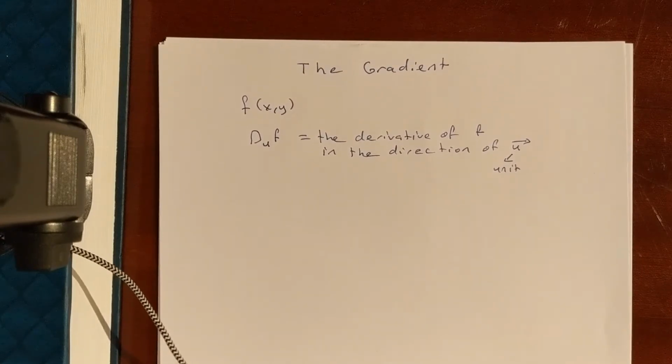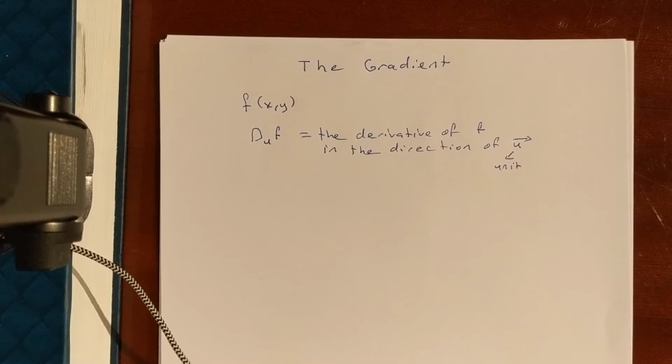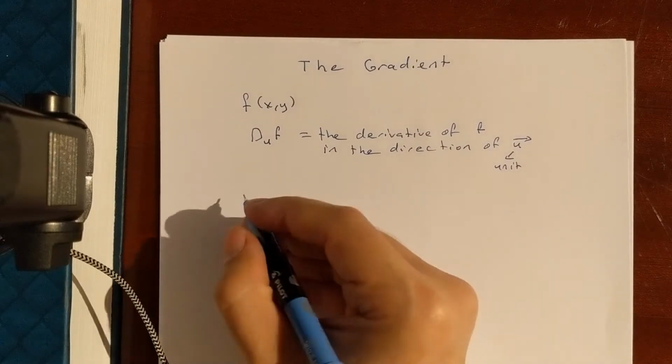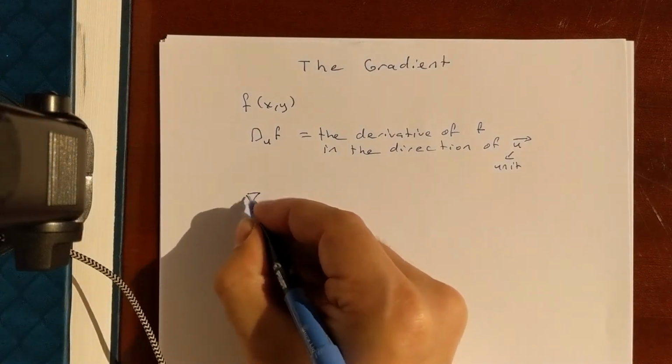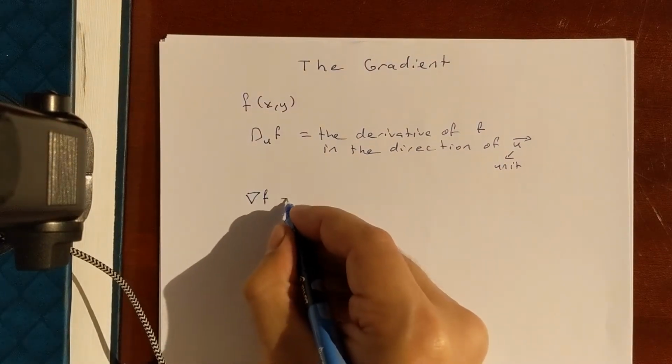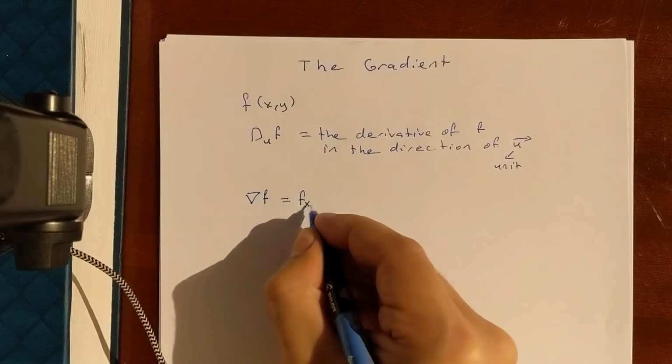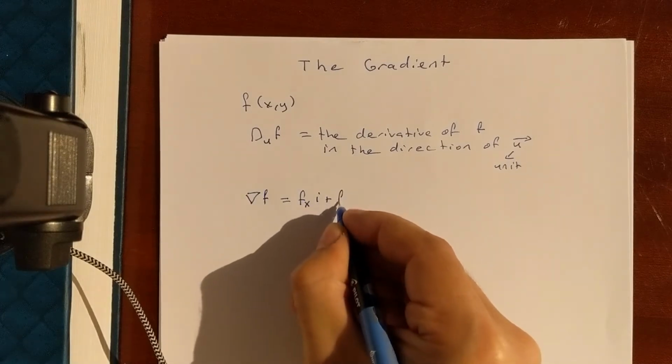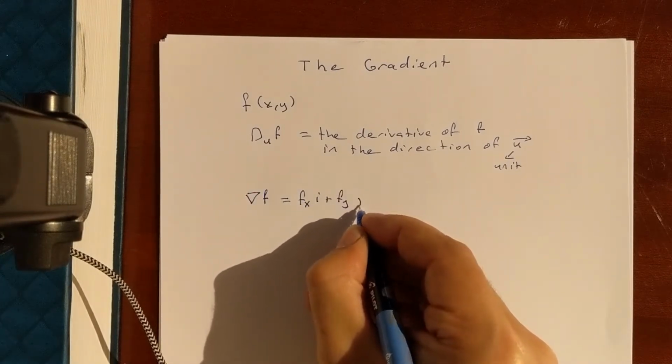And there was the limit definition, just like normal derivatives from Calc 1, which took a long time, but then we realized something. We had to make a definition, and we made the definition that the gradient of f, we started doing this vector function. The gradient of f was what? It was f sub x i plus f sub y j.